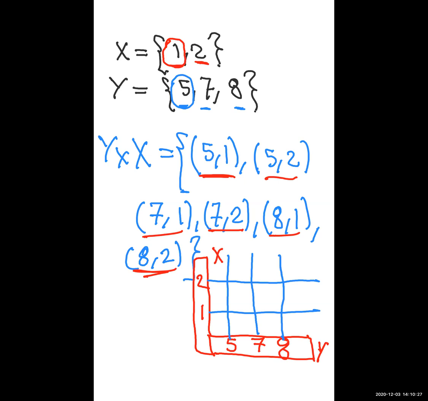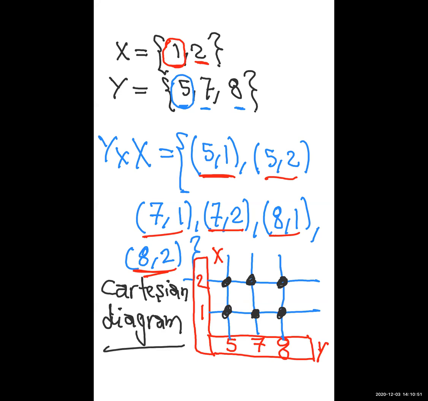Then represent the points. The first point is 5 and 1, so this one is 5 and 1. Then 5 and 2, 7 and 1, 7 and 2, 8 and 1, 8 and 2. So this one is the Cartesian diagram or the graphical diagram. Okay, guys, is it clear?